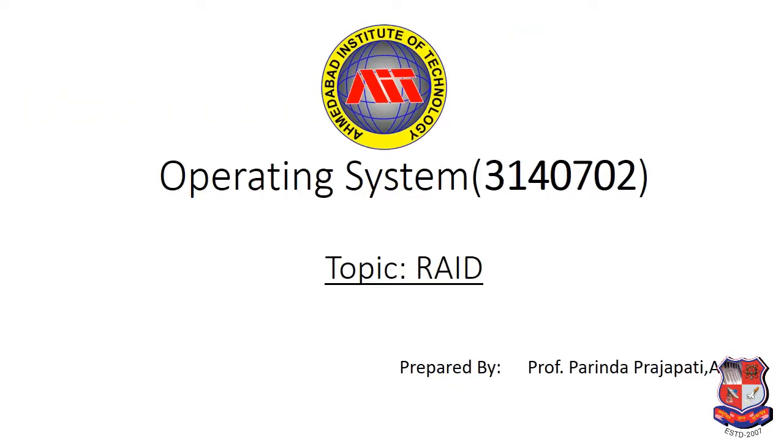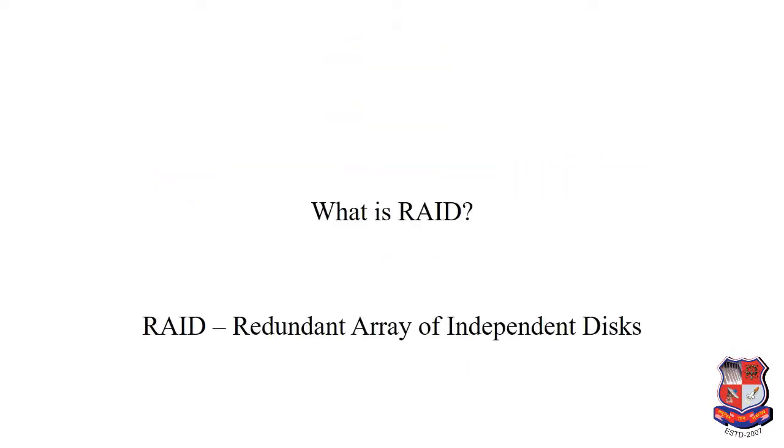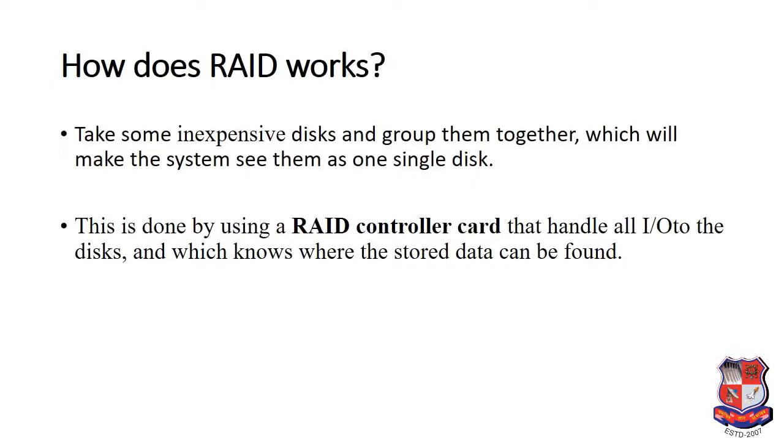Hello students, today we will learn about RAID. So what is RAID? RAID is known as redundant array of independent disks, or you can say redundant array of inexpensive disks. How does RAID work? Take some inexpensive disks and group them together, which will make the system see them as one single disk. This is done by using a RAID controller card that handles all input output to the disks and which knows where the stored data can be found.